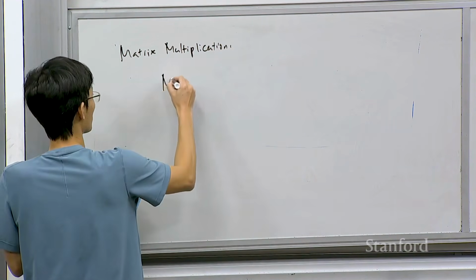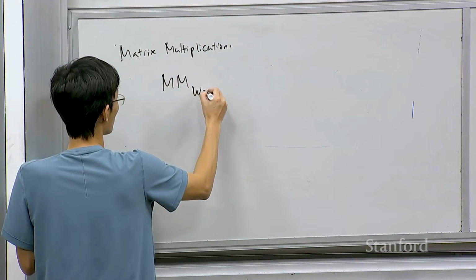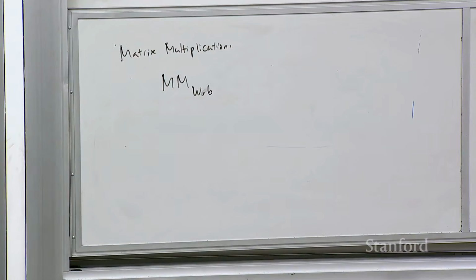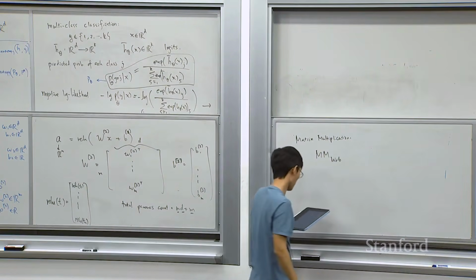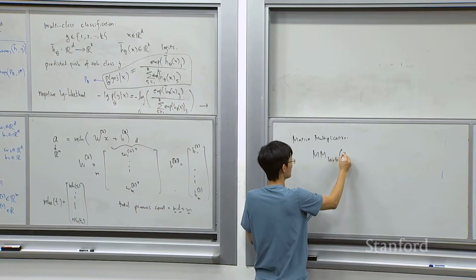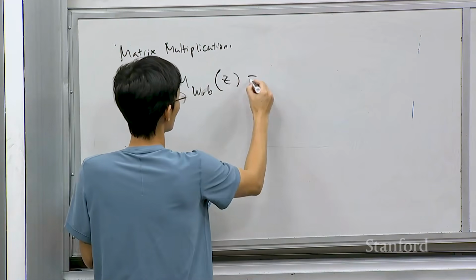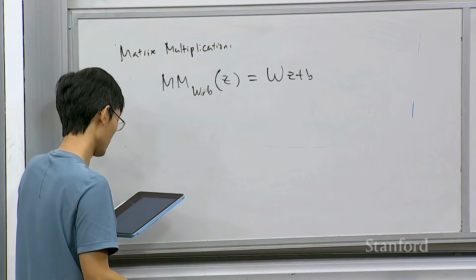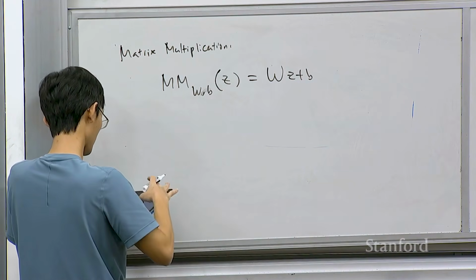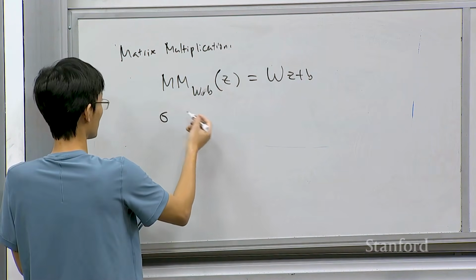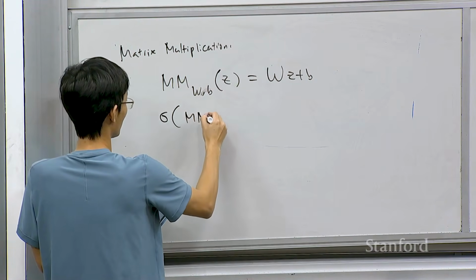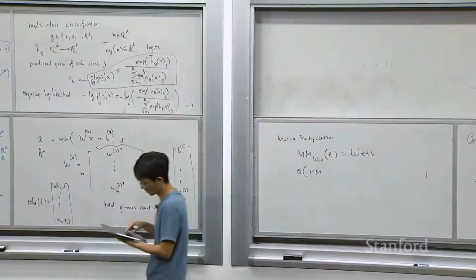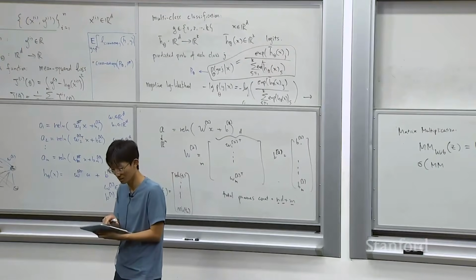So let's say you have a matrix multiplication with W and B. W is the weight matrix, and B is the bias, and you apply it to Z, and this is just equal to WZ plus B, and then you can say I'm going to apply a sigma. Sorry, maybe I go a little too fast. I see.